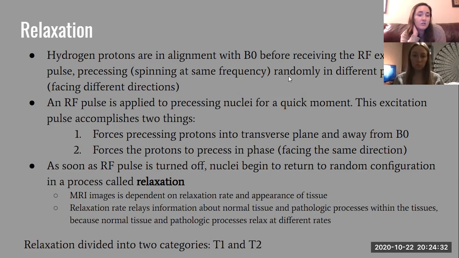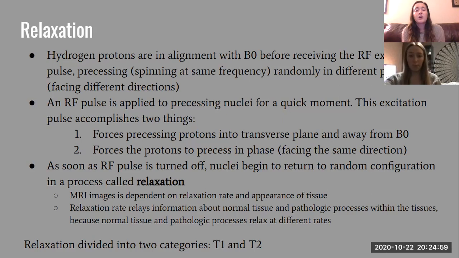This excitation pulse accomplishes two things. One, it forces precessing protons into a transverse plane and away from B0, and two, it forces the protons to precess in phase, or face the same direction. As soon as the RF pulse is turned off, nuclei begin to return to a random configuration in a process called relaxation.